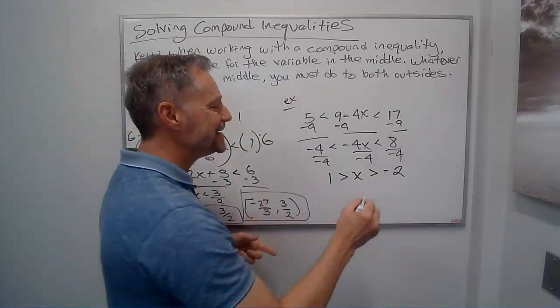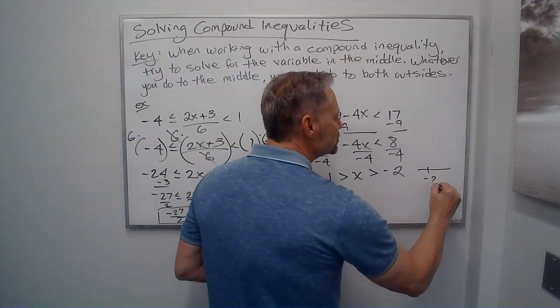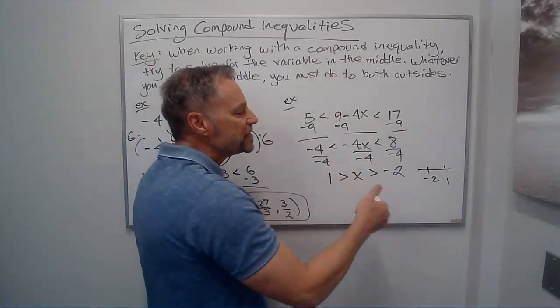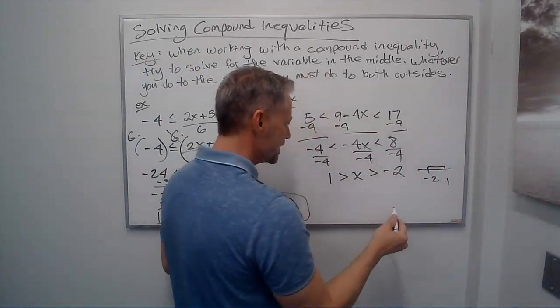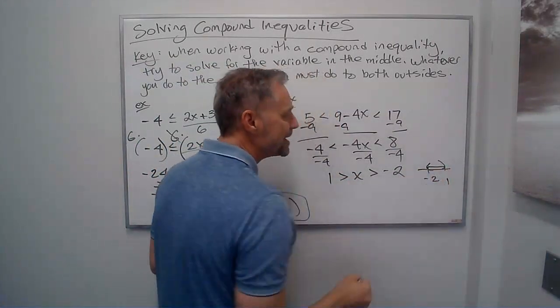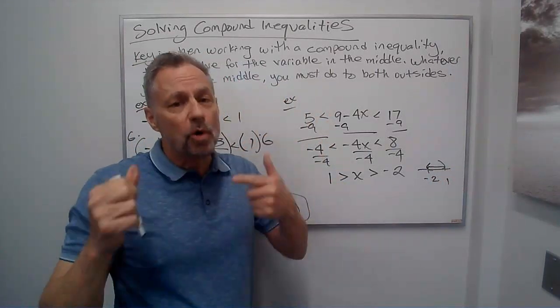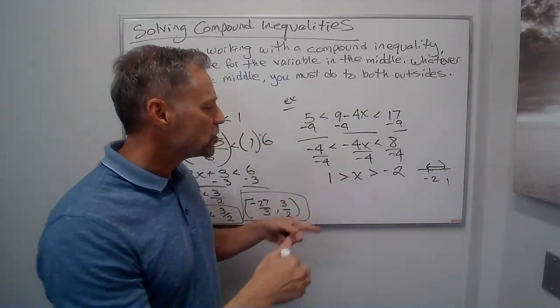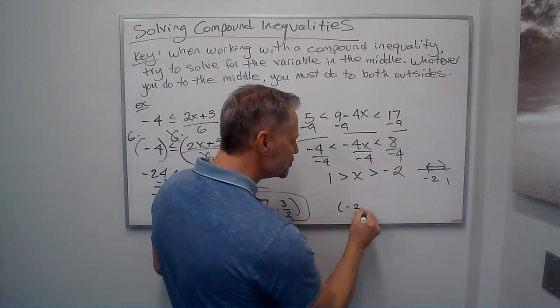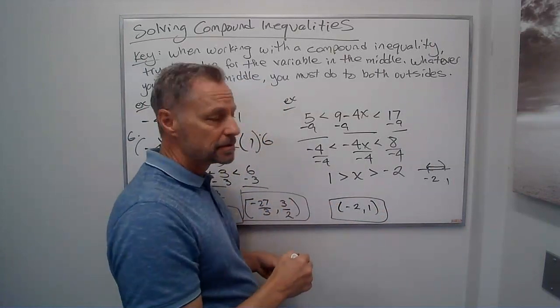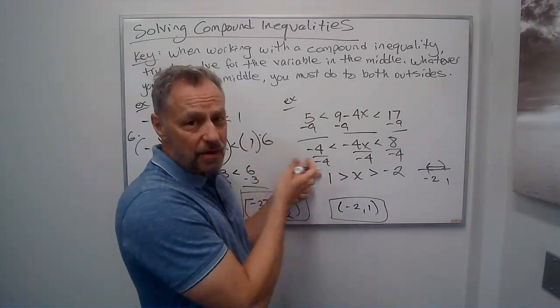Now notice on a number line, negative 2 is to the left of 1. This says it's anything between those two numbers. It's going to be this interval right here. It's going to look like that. The reason I point that out is because in interval notation, you always have to go left to right. So we need to write this as negative 2, comma 1. That's my interval notation.